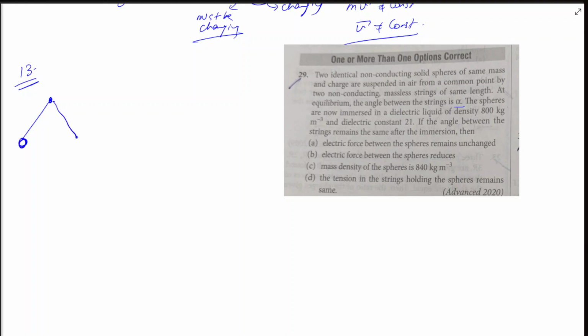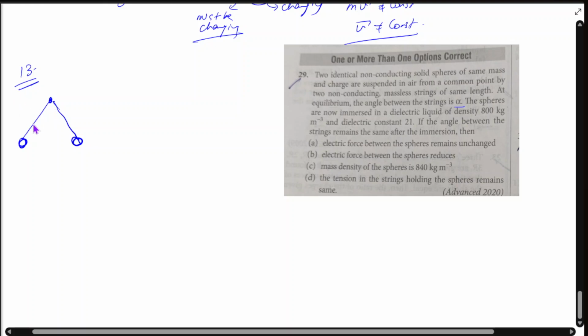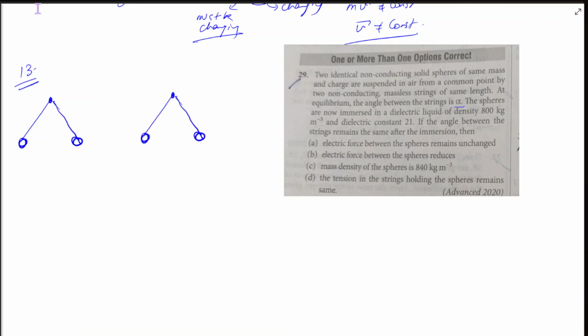We have these two. Initially they were in equilibrium. Then this whole system is submerged in a liquid. The density of the liquid is 800 kg per meter cube.